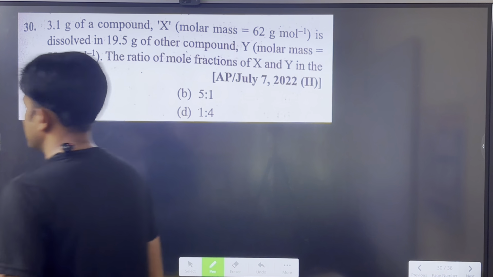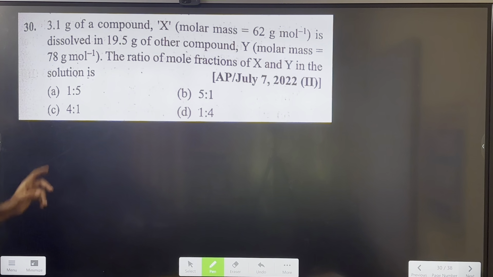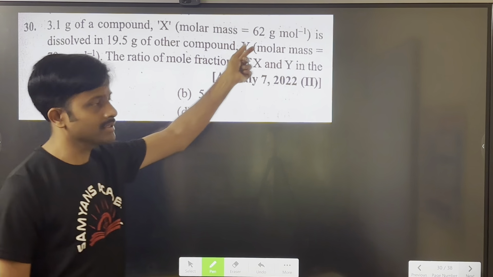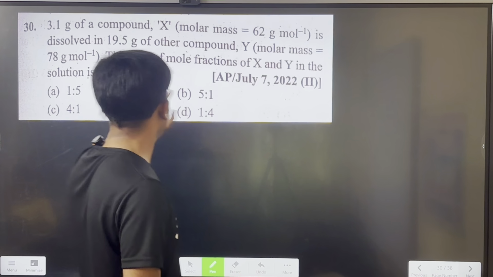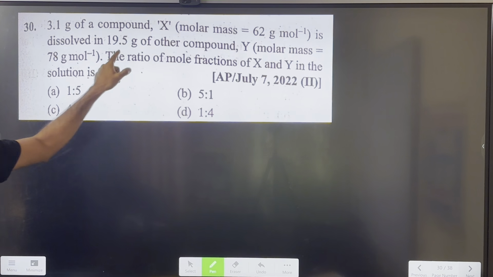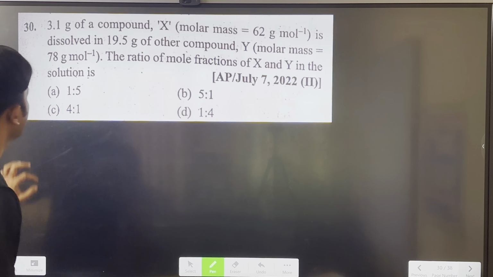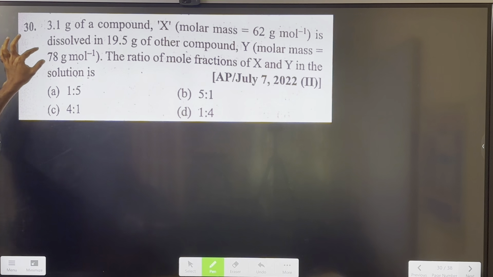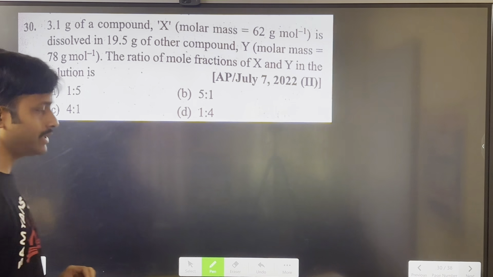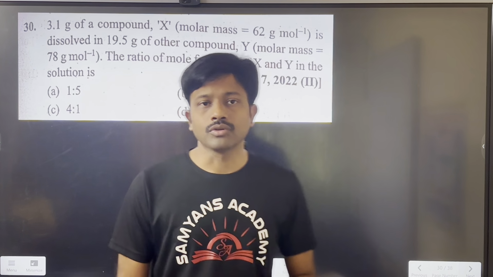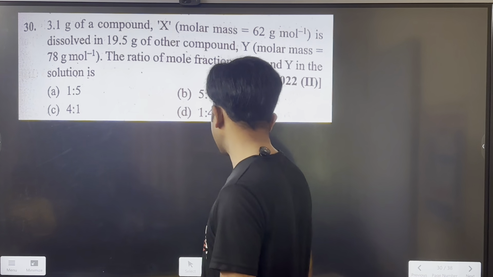Okay, now in this question they have given 3.1 grams of compound X, and the molar mass of X is how much they have given? 62 gram per mole, right? Which is dissolved in 19.5 grams of another compound having a molar mass of 78 gram per mole. The ratio of mole fraction of X and Y we need to find, right? So mole fraction of X and mole fraction of Y.